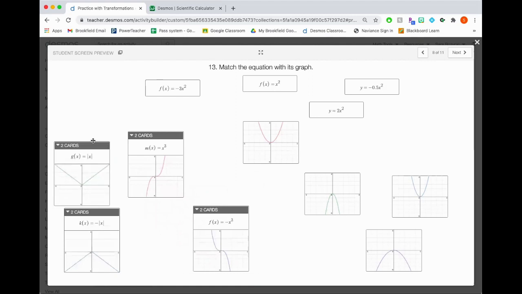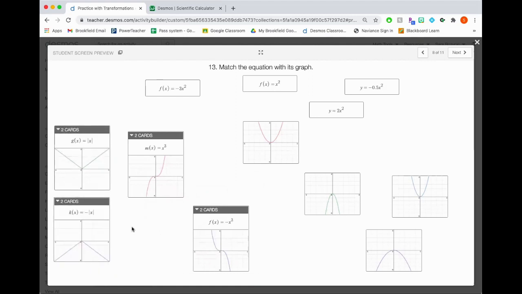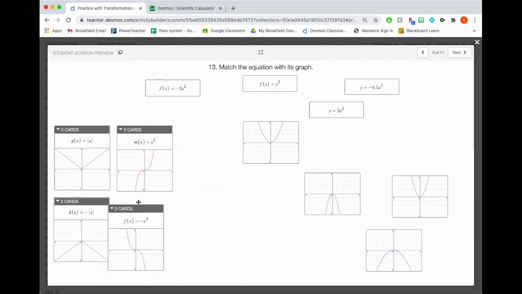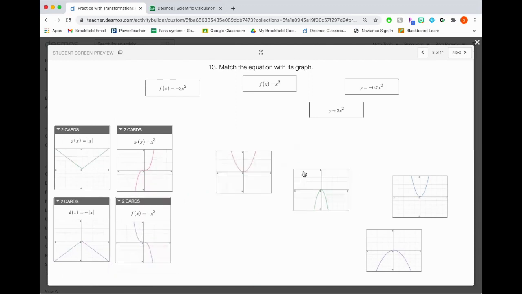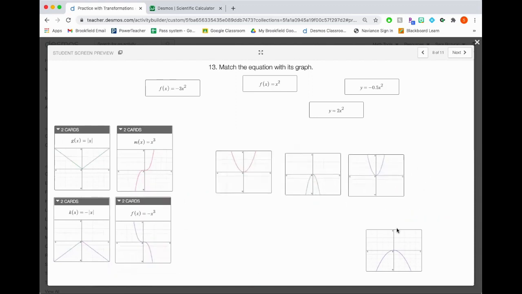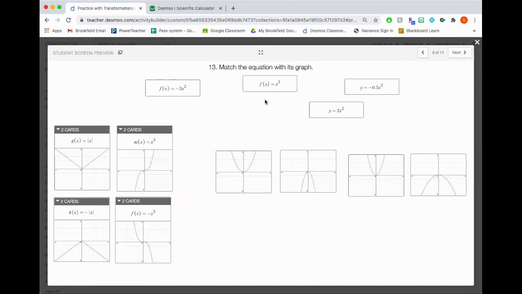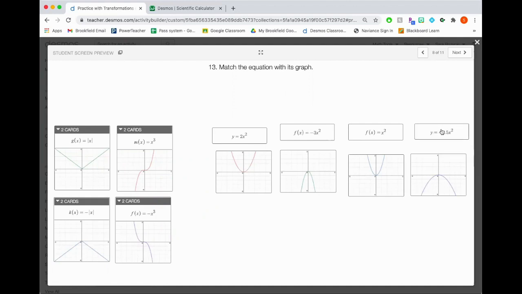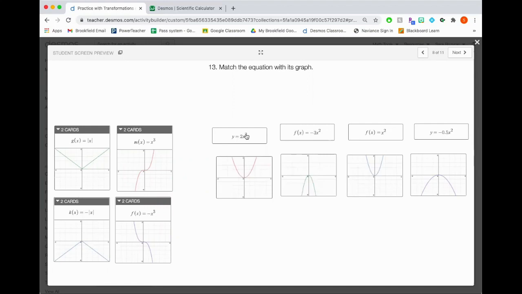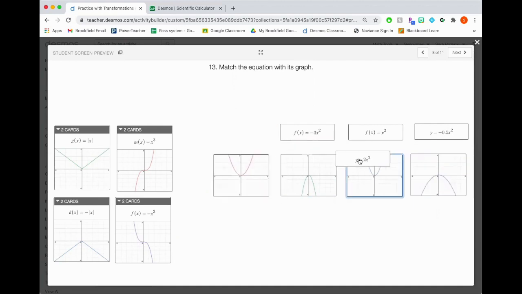They're all quadratics. So I have to figure out what's differentiating them from each other. So I'm going to line all these up and line up all my equations and try to match. These are not the right answers. I'm just matching them, just moving them. So this first one, 2x squared. That means it's going to open up and it's going to be skinny. So it's either red or it's blue. And if I look at those really close together, the blue one is the skinnier one. So that's going to be that.